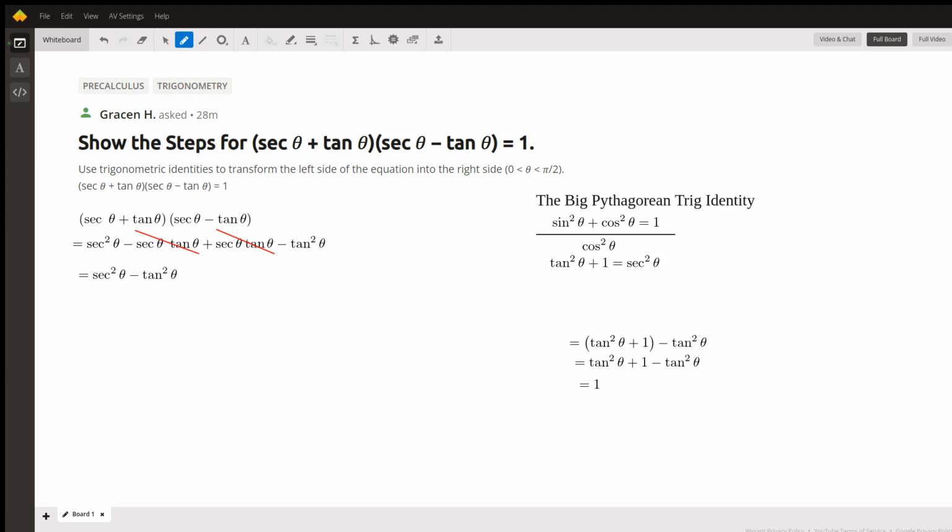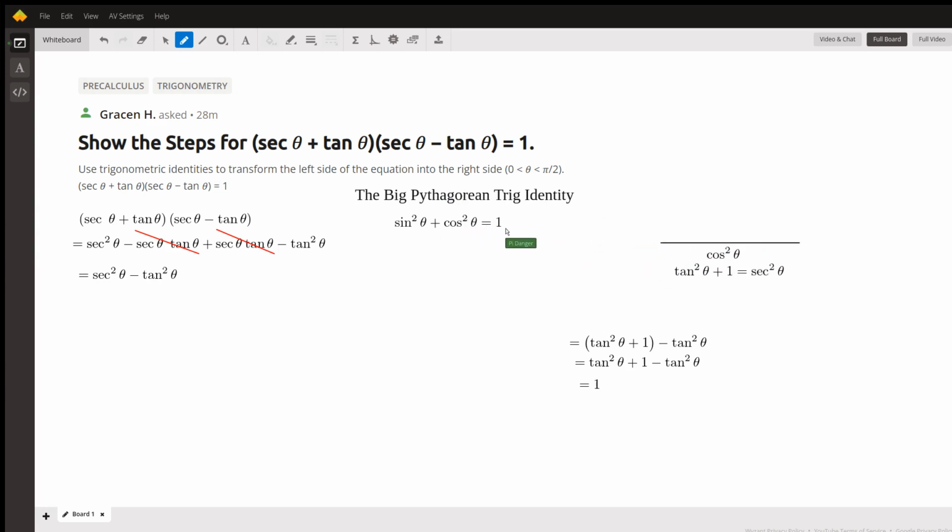Now, this is trig identities, so you must know your identities. There's some big ones that they teach you along the way. The big Pythagorean identity is sine squared of theta plus cosine squared of theta equals 1. This one is very, very big, so I'm going to make it very, very big. You must know that. There's all sorts of reasons and proofs and all that stuff that's outside of this video.